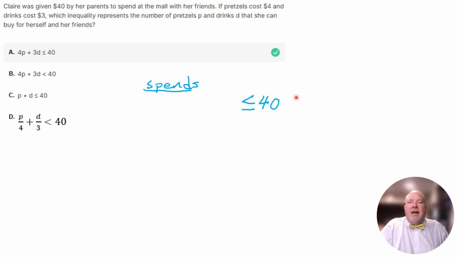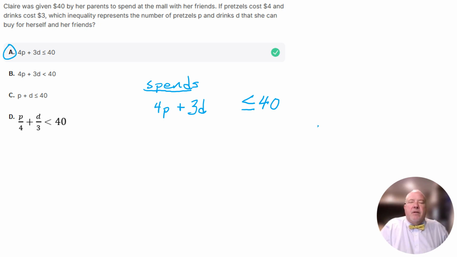Okay. So I like to start with this. Now I'm going to write the expression over here that shows how much she spent. She spent $4 per pretzel, and P is for pretzels, so I just put 4 times P. So $4 times the number of pretzels she bought, plus then she bought sodas, and those were $3 each, and those are D. So I have 4P plus 3D is less than or equal to 40. And that's answer A.